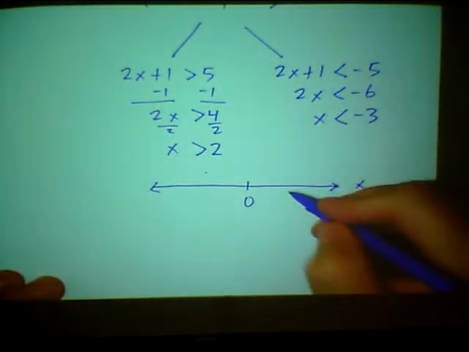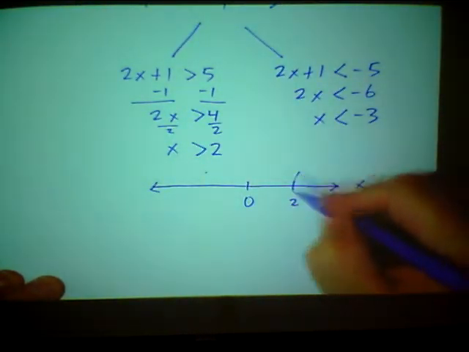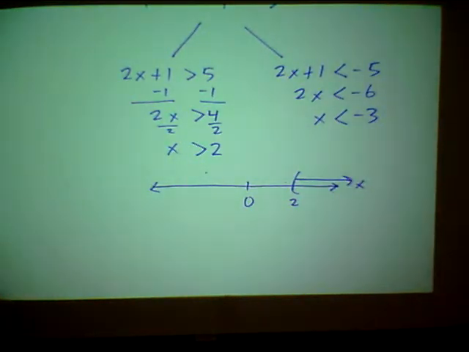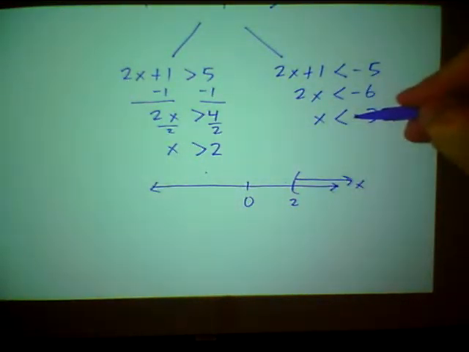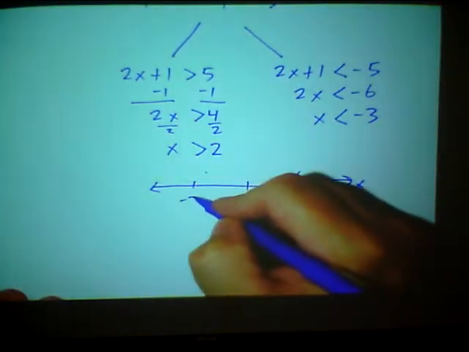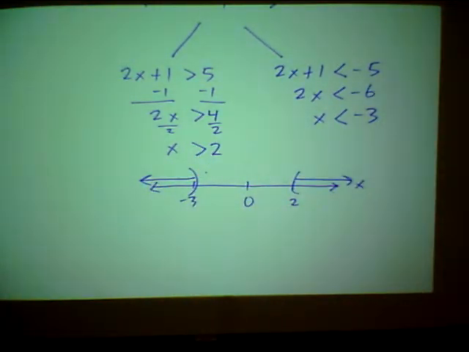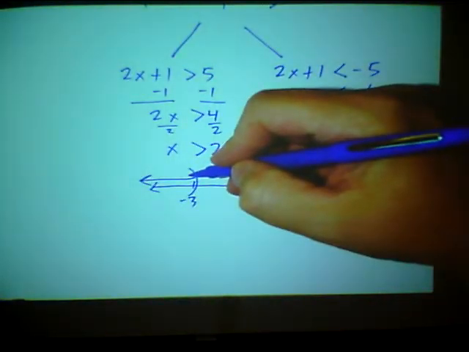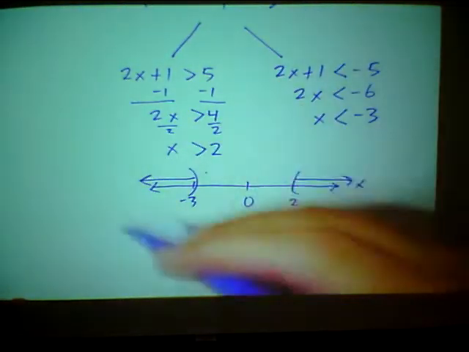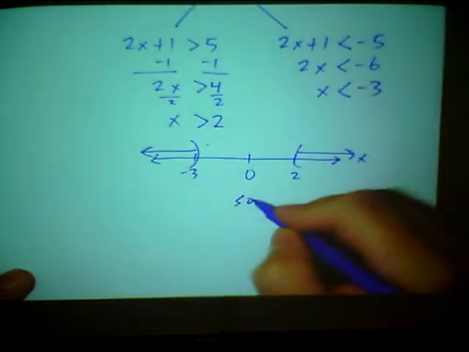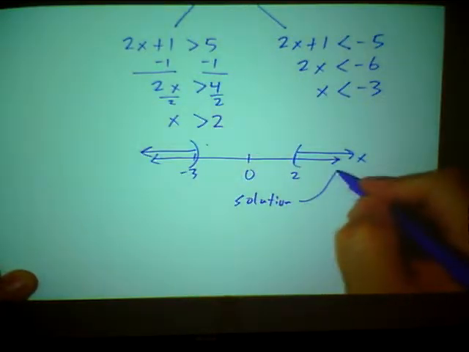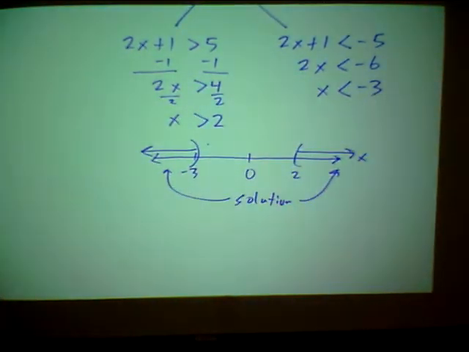x greater than 2. I go to 2, a parenthesis, I head off to the right, and now x less than negative 3, a parenthesis, and I head to the left. Now, unlike the first problem I did where the graphs intersected, in this case the lines do not intersect. So the solution is, in this case, both graphs. The solution is both this interval and this interval.